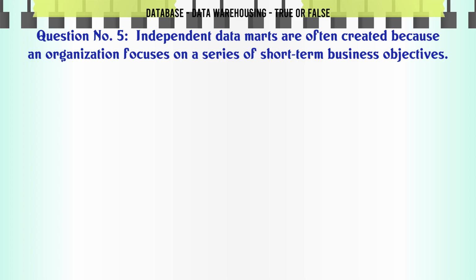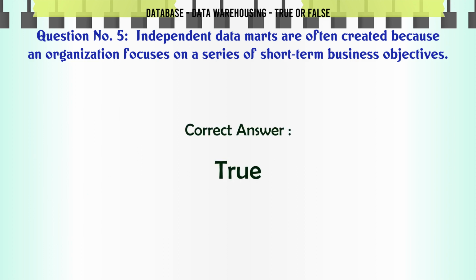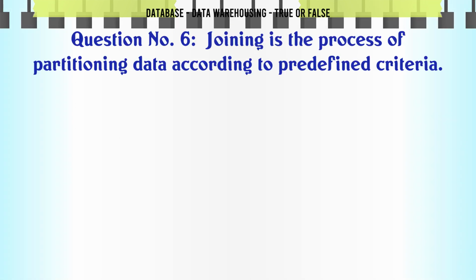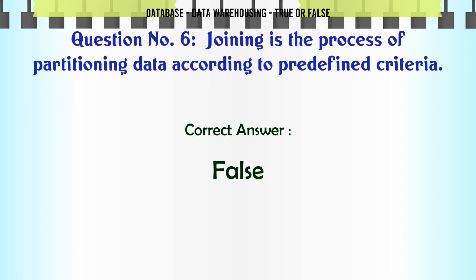Independent data marts are often created because an organization focuses on a series of short-term business objectives. True or false? The correct answer is true. Joining is the process of partitioning data according to predefined criteria. True or false? The correct answer is false.